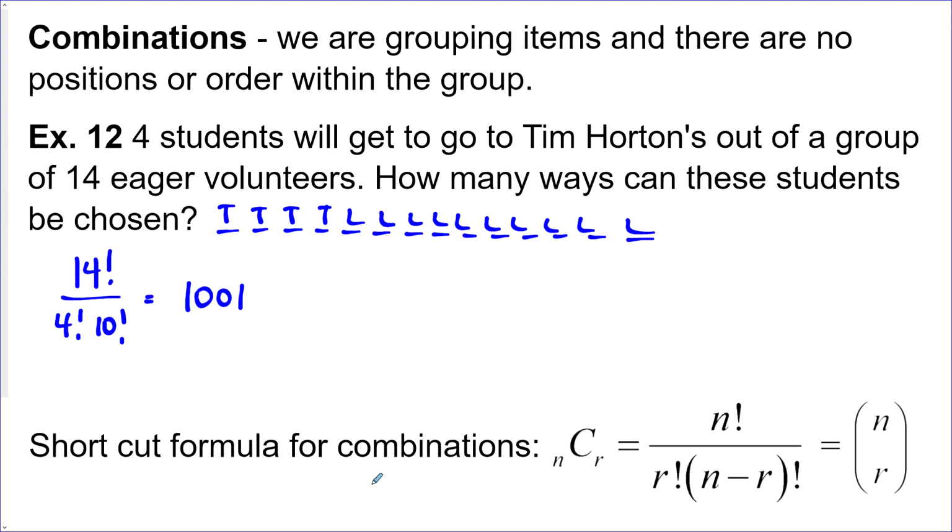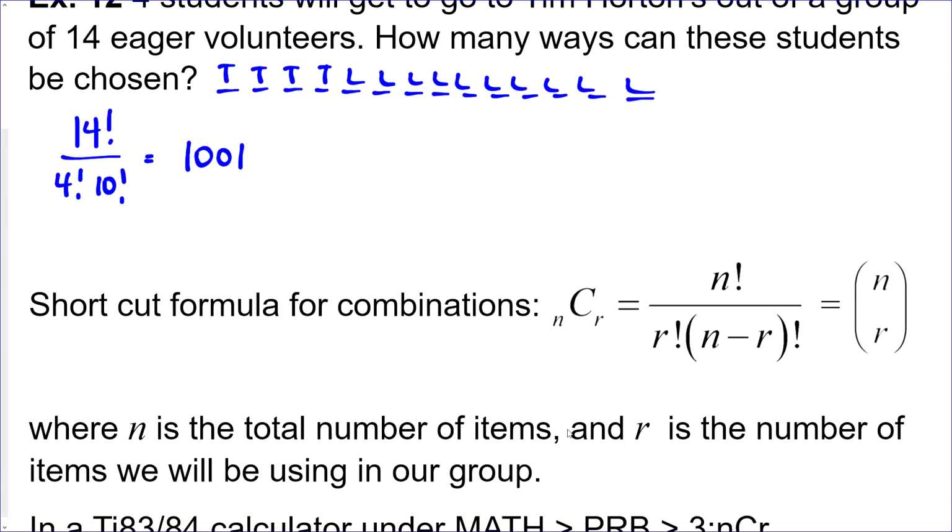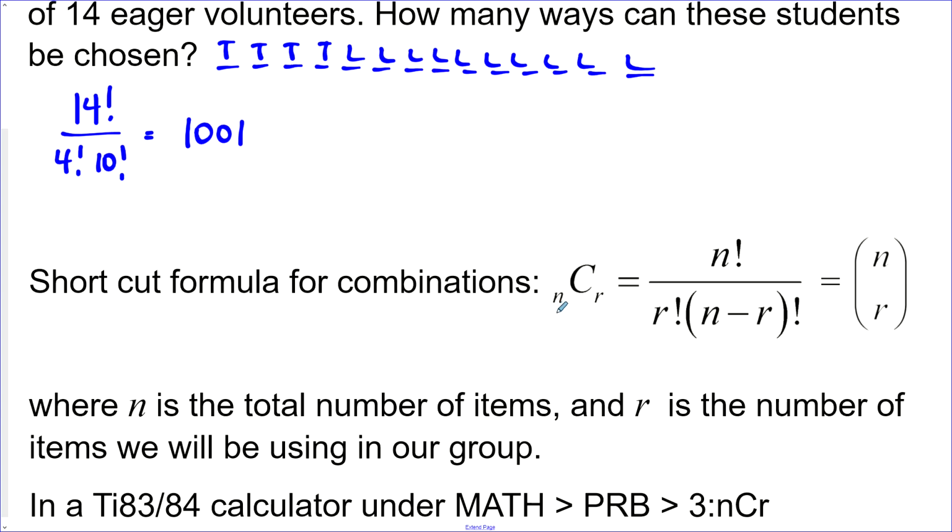Now there's a shortcut for combinations as well because they occur so often. And this is going to be nCr. n is the total, so in this case 14. And r is the number that we're going to use in our group. So in this case, 4. And you can see this will work out to be the same thing.